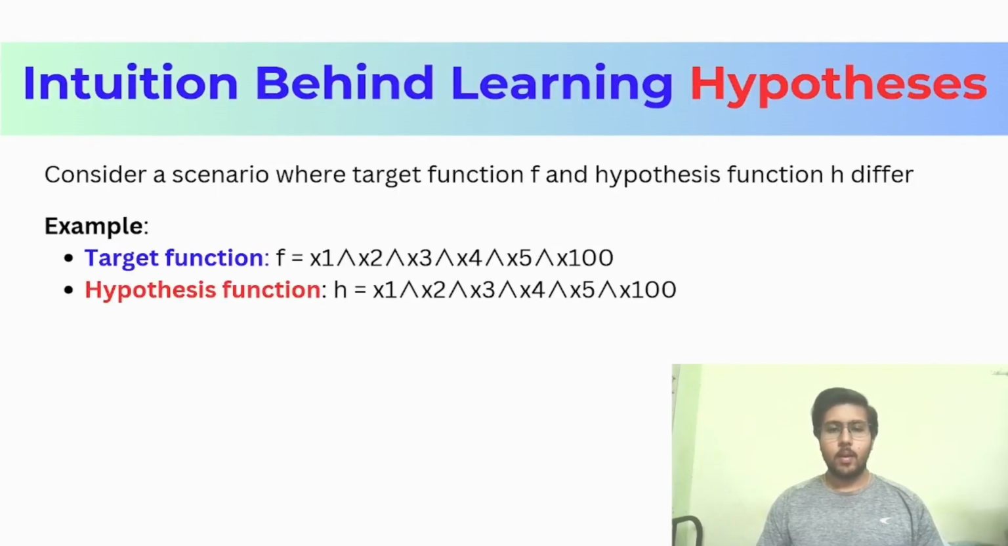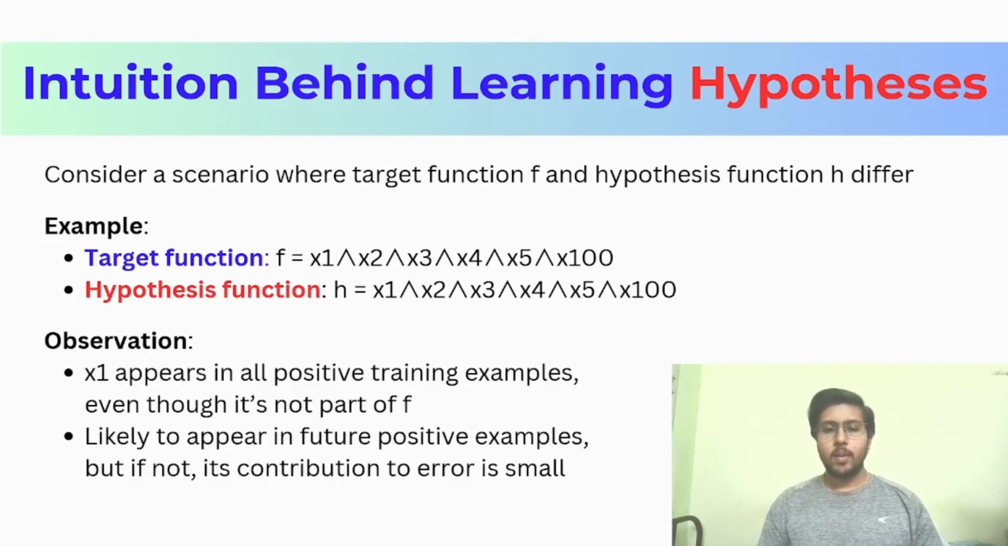Let's consider an example to understand hypothesis learning better. Suppose our target function f is a conjunction of several Boolean variables, while our hypothesis h is a slightly different conjunction. If a variable appears frequently in positive training examples, the hypothesis might include it, even if it is not actually part of the target function. However, if the variable is irrelevant, its impact on classification error is minimal. This highlights a core aspect of learning: making approximations that generalize well while minimizing errors.